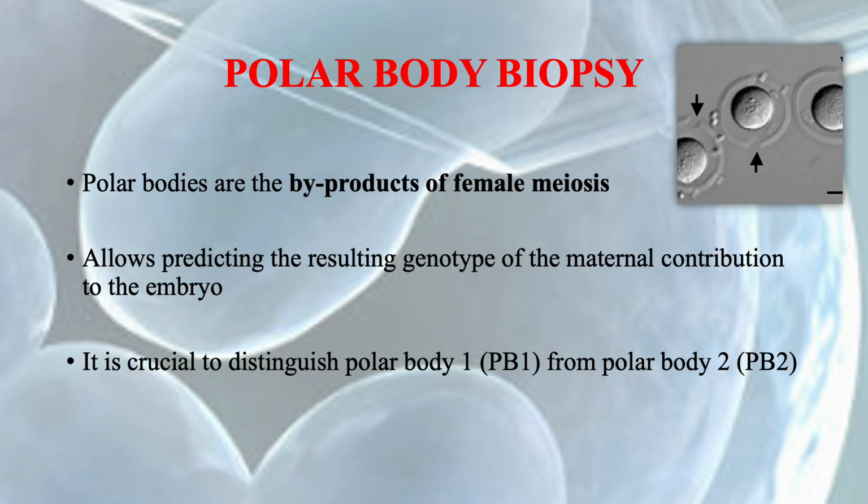So polar bodies are byproducts of female meiosis. It allows predicting the resulting genotype of maternal contribution to the embryo. It is crucial to distinguish polar body 1 from polar body 2.